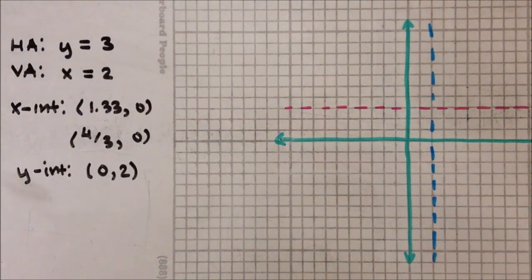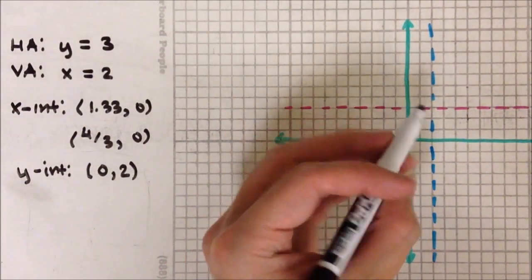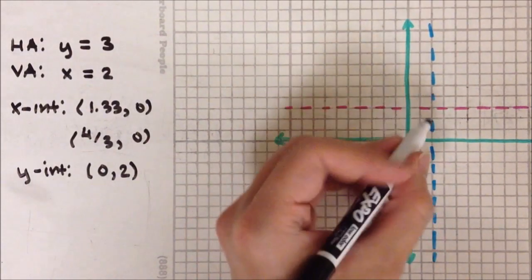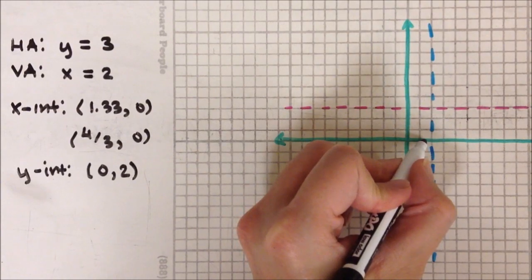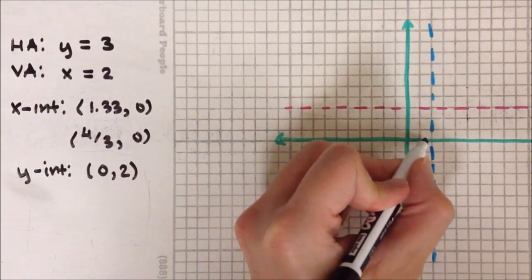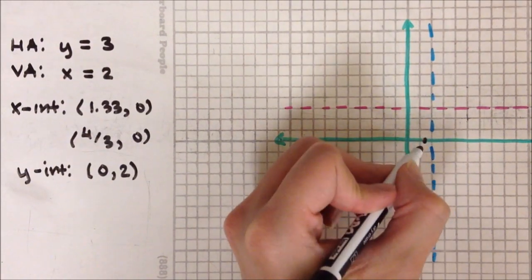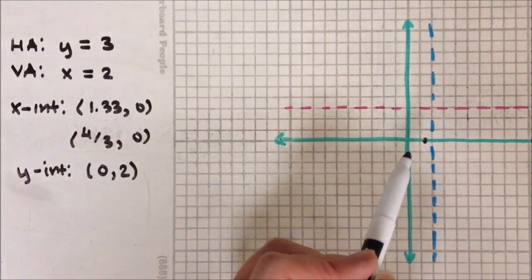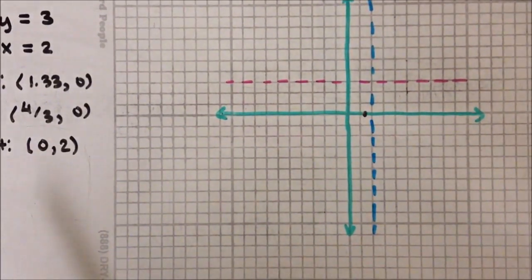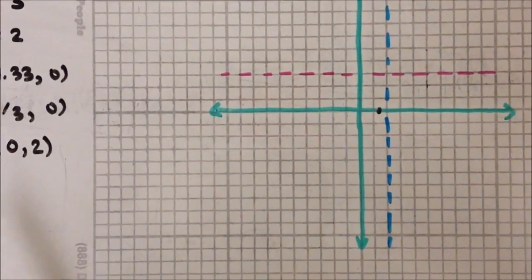Alrighty, so let's start labeling our x-intercept. Our x-intercept is going to be 1.33, 0. So 1.33, that's going to be between 1 and 2, and it's going to be very close to 1. So I'm going to mark right here on the x-axis, where you can see that it's close to 1. And let me zoom in for you to closely examine.